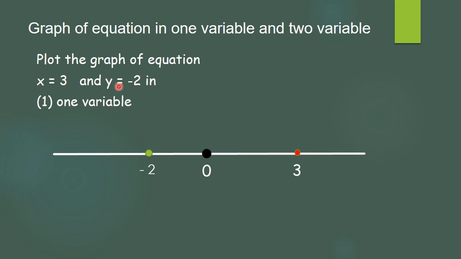Now y is equal to minus 2, though it is y. But when they ask to plot in one variable, we go on the number line only, and the number line will always be a horizontal line, not a vertical. So here we are going to plot y is equal to minus 2 also on the number line. Though it is x or y, when they ask to plot in one variable, it will be on the number line only. Now, they have asked again in two variables as well. The equation is not in two variables, but still they have asked to plot the graph in two variables.